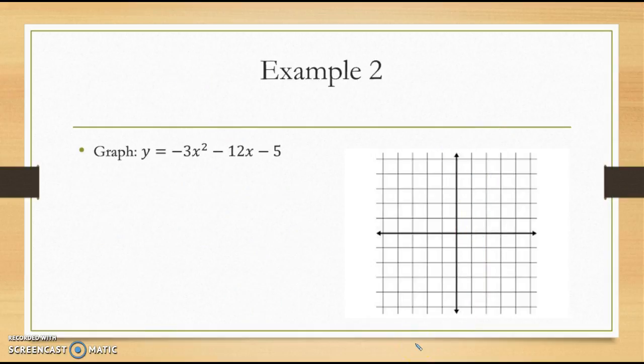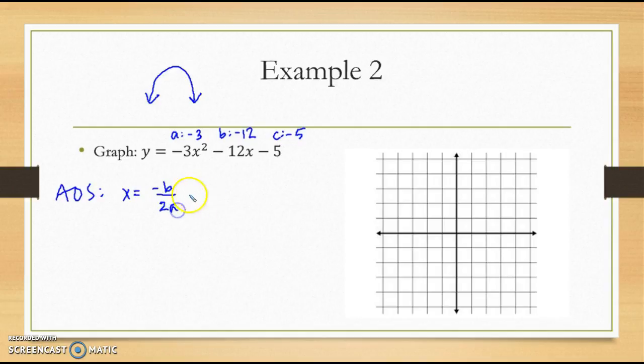And for our second example, we've got negative 3x squared minus 12x minus 5. So I know this negative out front for a means it's going to be going down, so I'm going to be making a mountain. So my a is negative 3, b is negative 12, and c is negative 5. So I find the AOS first. X equals negative b over 2a. Negative b is negative negative 12, and then 2 times negative 3. Negative negative makes a positive. 2 times negative 3 is negative 6, and 12 divided by negative 6 is negative 2. So the middle of my graph is at negative 2.